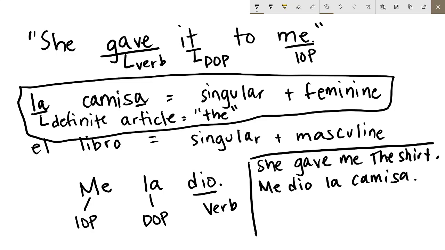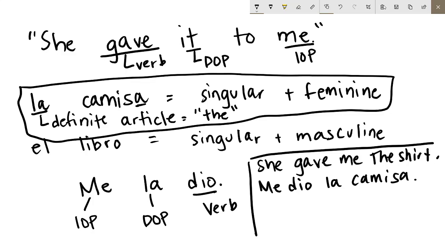It's perfectly fine. But you use these pronouns when you want to simplify the language so you're not having to repeat yourself all the time. Instead of saying, she gave me the shirt, she gave me the shirt. Who gave you the shirt? She gave me it. So you don't have to keep repeating. So basically, that's what you're doing here. You're referring to these things as an it or a them.